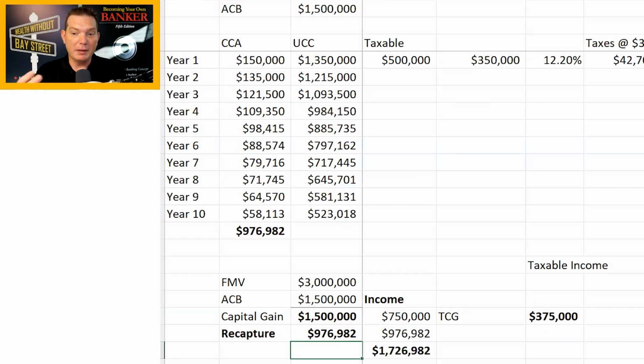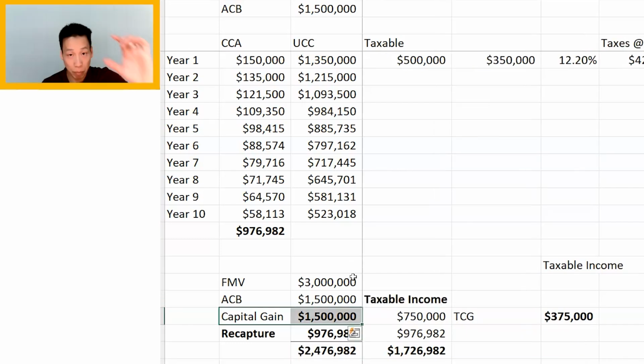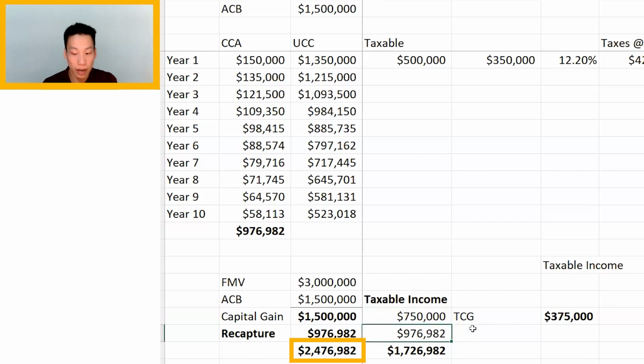So the total income at the sale is now 1.7. That's taxable. The capital gain portion on that building is 1.5 million. The cumulative recapture is 976. So what's income is 2,476,982, which 50% of that capital gain is taxable, which is a taxable capital gain. And then the full recapture of 976 is included.